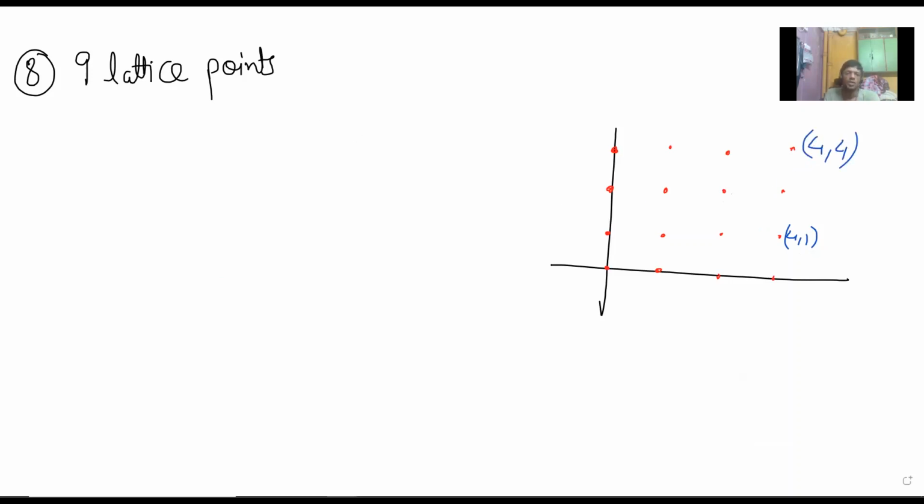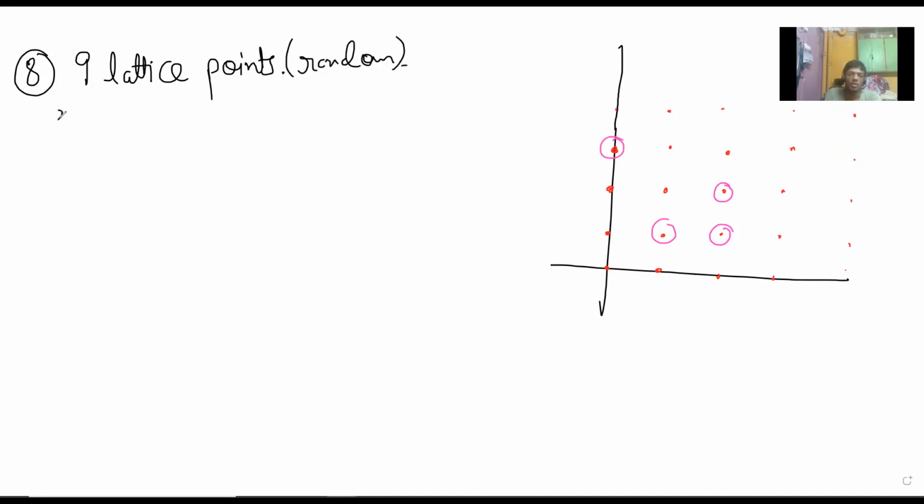So 9 will be too much here, but let's keep 9 only because I don't know what the actual answer will be. How many will I need? So let's say nine lattice points are given to you. We don't know what the points are, but there are some 9 lattice points. I'm drawing all the lattice points, but some 9 will be picked and given to you. Maybe this, I don't know, this, and so on. Some 9 random points will be given to you.